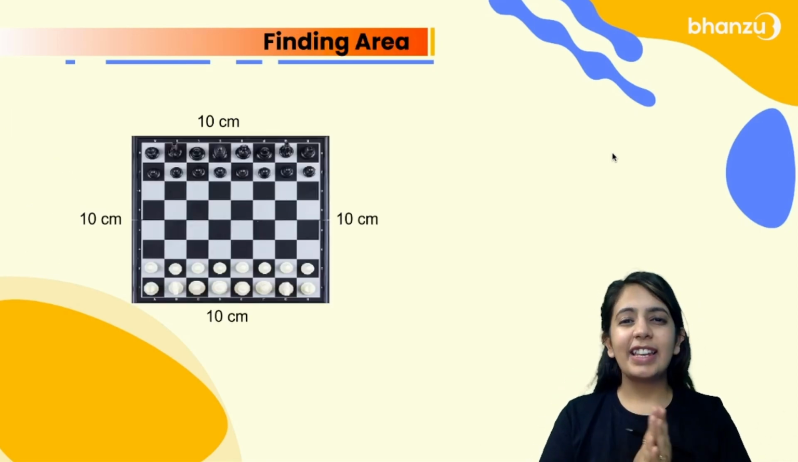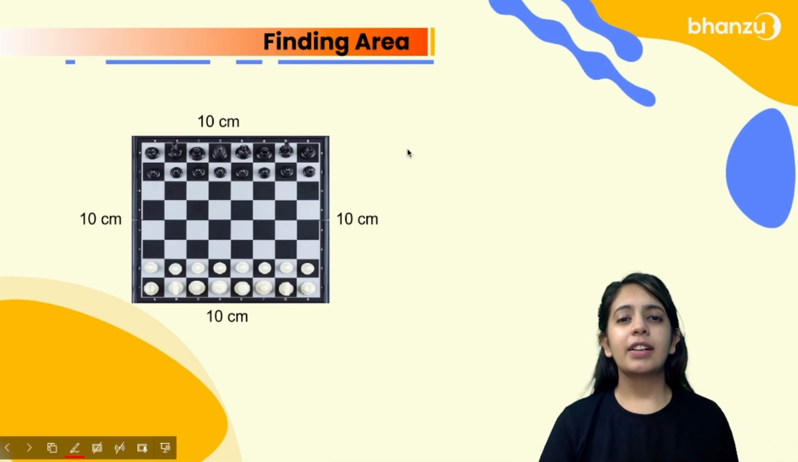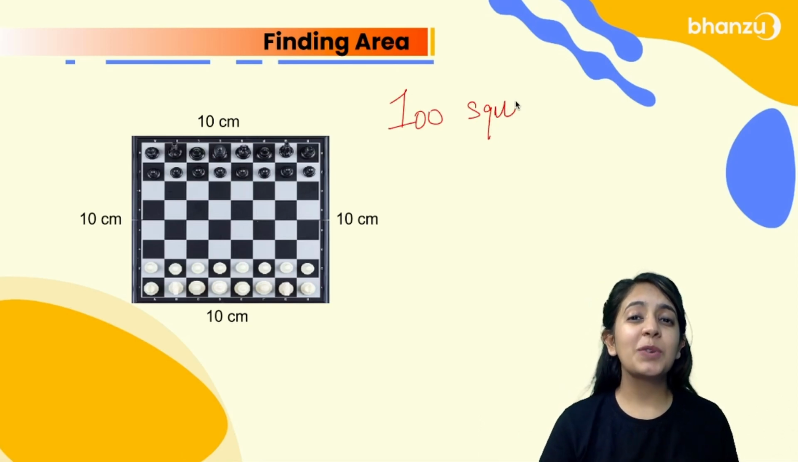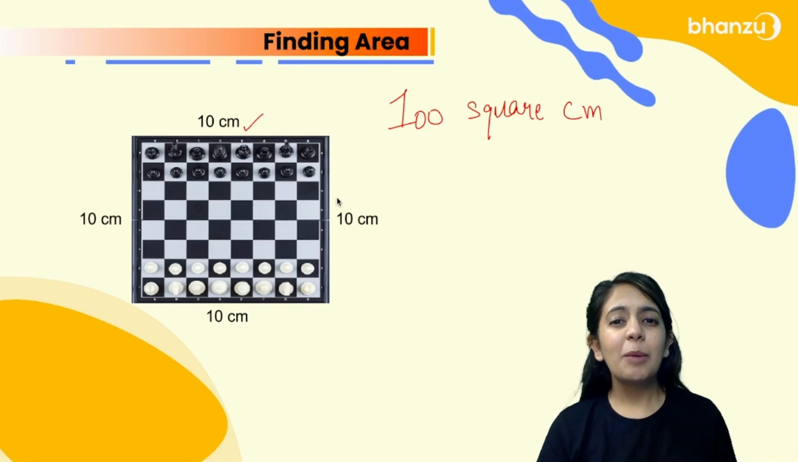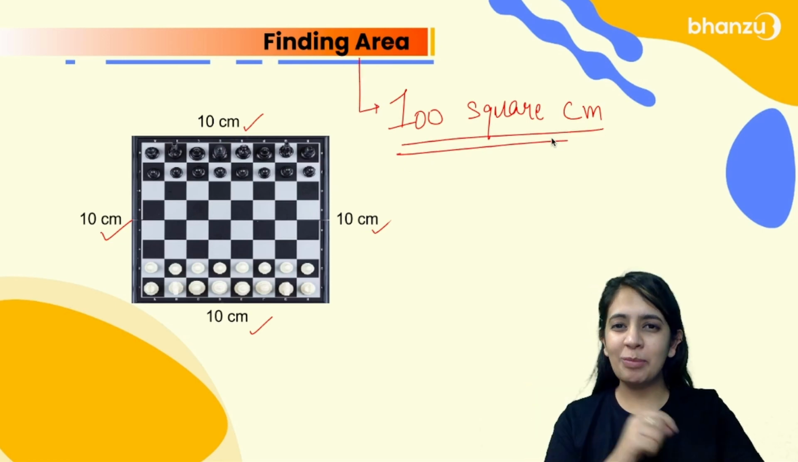Now let's find the area of this chessboard. What do you think is the area? Again, we have to just find out how many small squares of side 1 centimeter are here. If you observe carefully, you will see that there are 100 squares. So the area is 100 square centimeters. Why centimeters? Because the side length is in centimeters. So this, my dear, is the area of this chessboard.